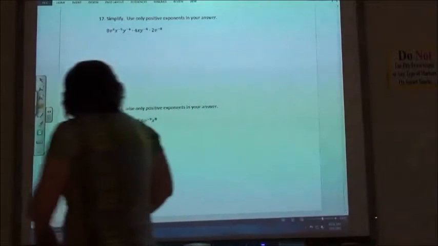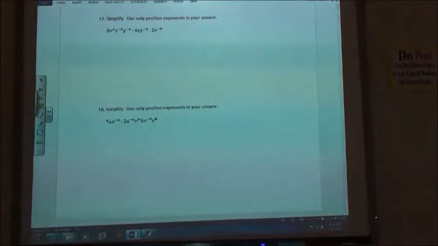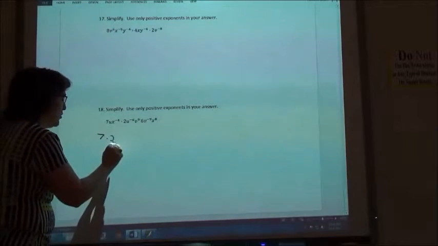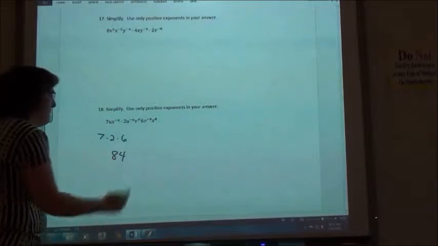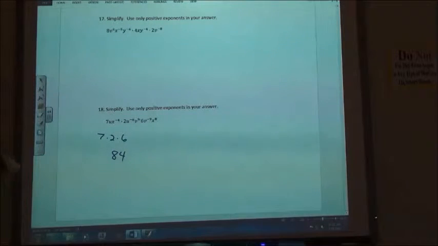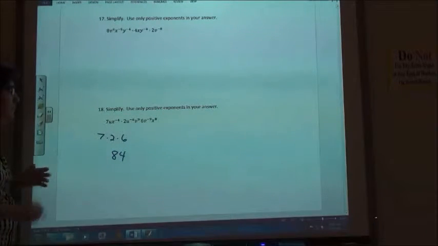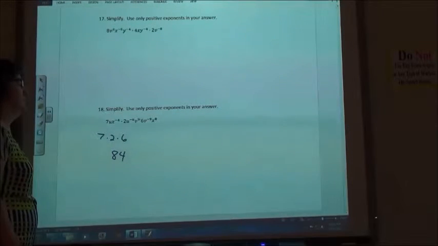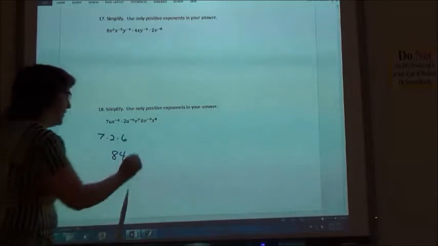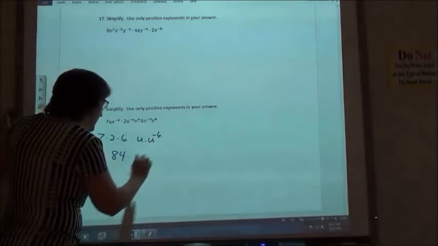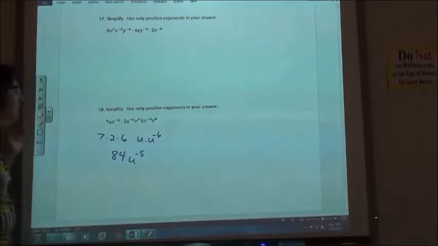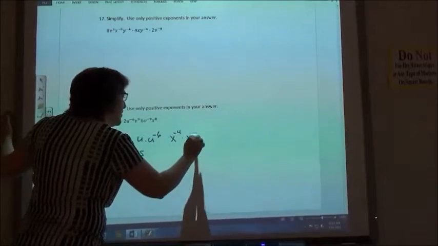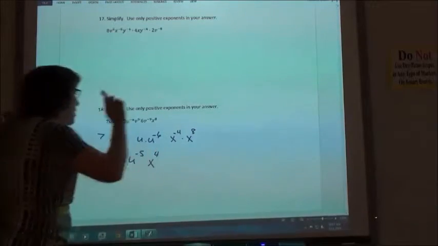So number 18, what am I going to do to simplify that? 84. 7 times 2 times 6 is 84. U to the negative 5. So I'm going to have u times u to the negative 6, which is u to the negative 5. X to the 4th. I have x to the negative 4 times x to the 8th, which is x to the positive 4.